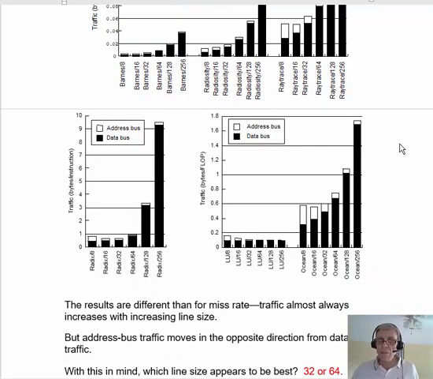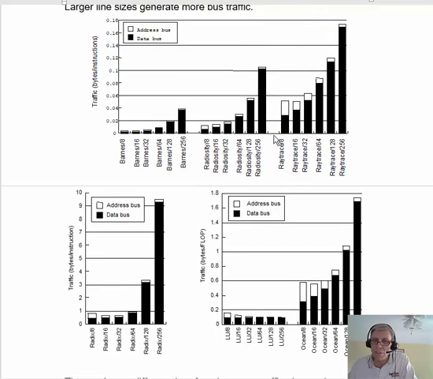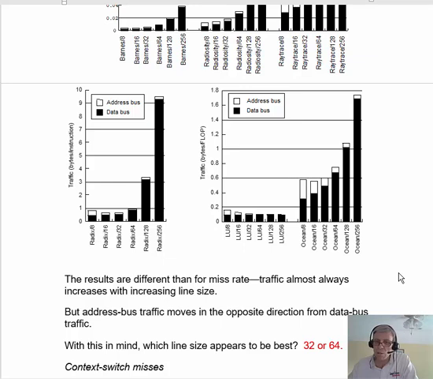Address bus traffic, however, moves in the opposite direction from data bus traffic. You see that if you look at these white boxes there, because that's address bus traffic, mostly much less significant than data bus traffic. The reason it moves in the opposite direction is that with larger blocks, you need to send the address of fewer blocks across the bus. So to the extent that it matters, address bus traffic does decrease, but the effect is swamped by the change in data bus traffic.